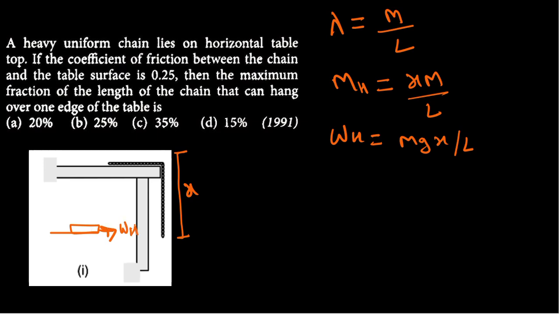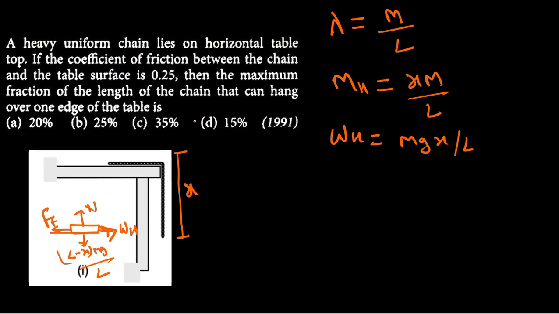So when it tries to pull this in the right direction, the friction force will try to pull it in the left direction, Ff. In the upward direction there will be the normal, and in the downward direction there will be the weight of the part of the chain which is on the table. And what is the part of the chain which is on the table? See, x part is hanging, so the part of the chain which is on the table will be L minus x. So this weight will be (L minus x) into m into g divided by L. Just like here we have mg x by L, it will be mg (L minus x) by L.